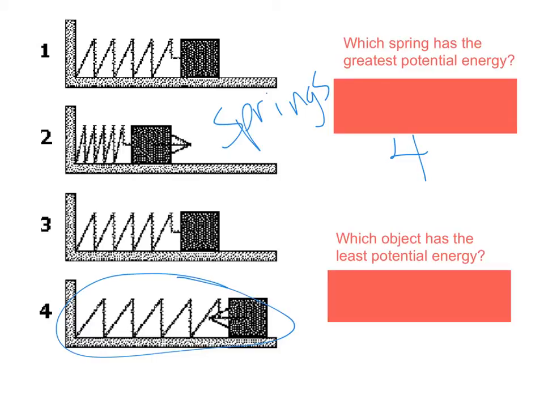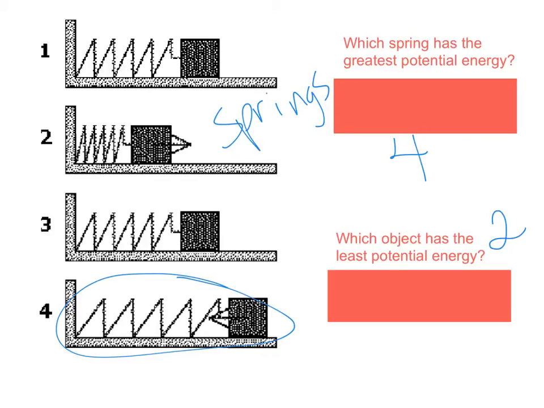Alright, so by this point you should have determined which spring has the least or the smallest amount of potential energy. So if spring 4 had the most because it is stretched out the most, then the opposite would be the one that is stretched out the least. So the object that has the least potential energy is spring number 2 because it is stretched out the least.